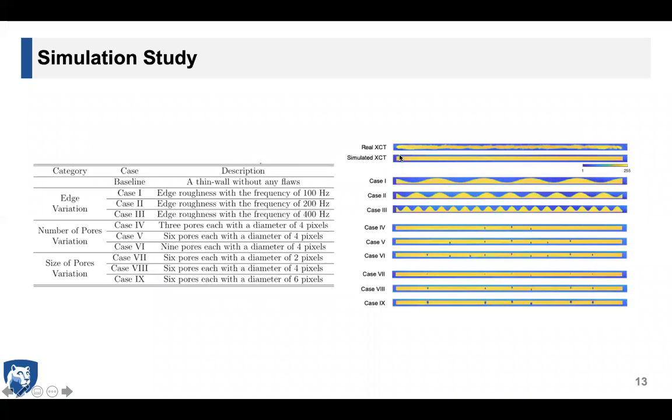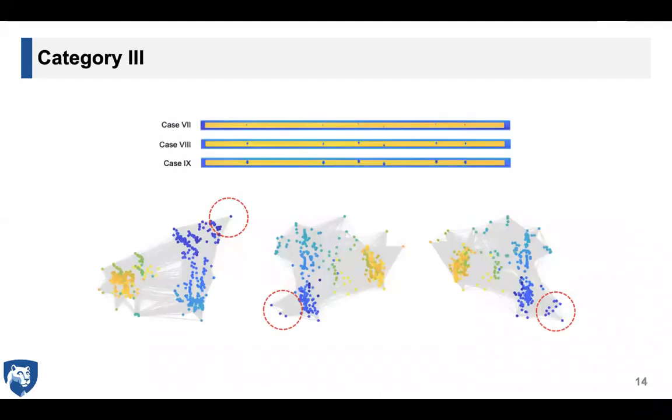To validate and evaluate our proposed methodology, we start with a simulation study. Here, as you can see, we generate 3 groups of thin walls. The first group shows that the thin walls have edge variations, and the second group indicates that there are pores on the top of the surface, but their locations are different. The third group shows that we have the pore at the same location, but with different sizes.